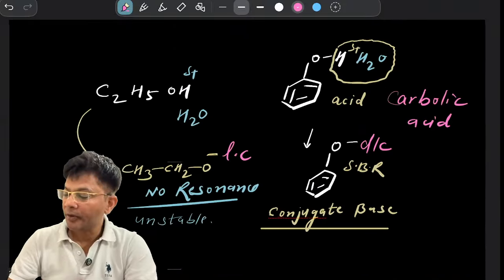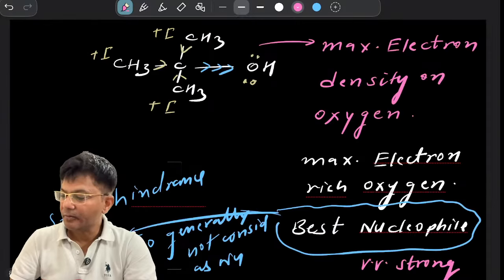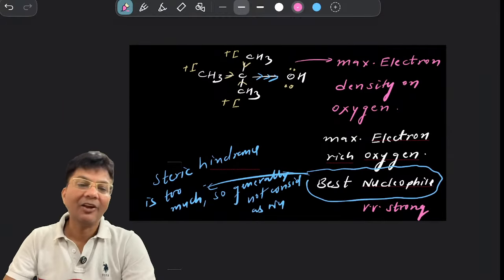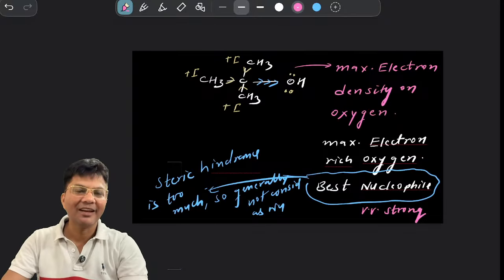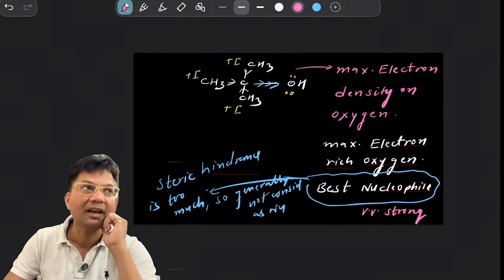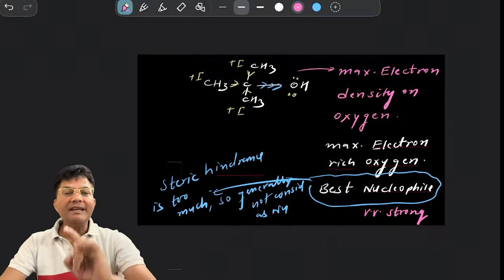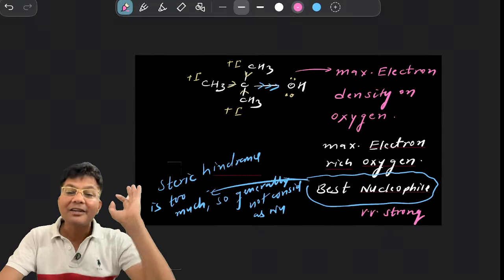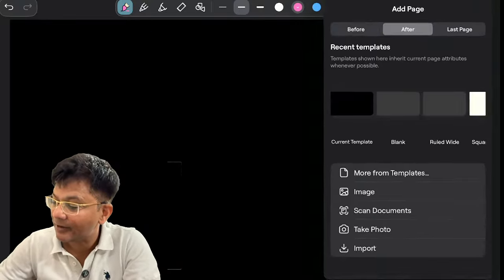So because of its maximum basic strength, it will react with HCl also. That is the $1,000,000 question for your examination, kids. They will ask this question in the examination, my dear students: which alcohol can react with HCl? Neither 1-degree alcohol nor 2-degree alcohol. It is only your tertiary alcohol which can react even with direct HCl. Shaking with HCl, it will react, kids.